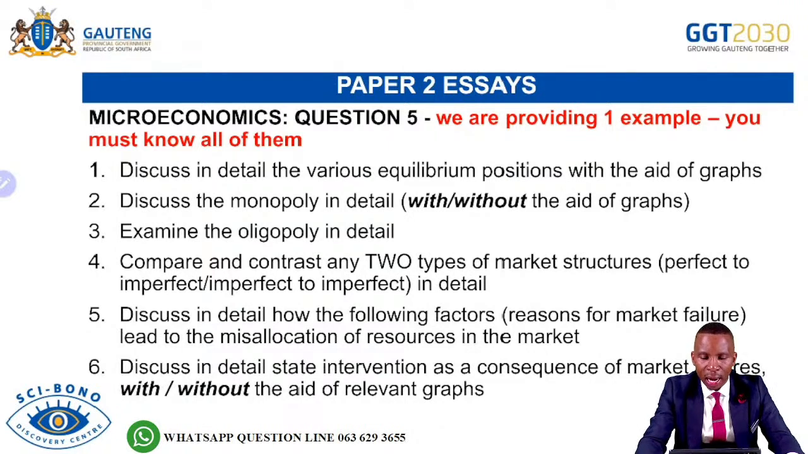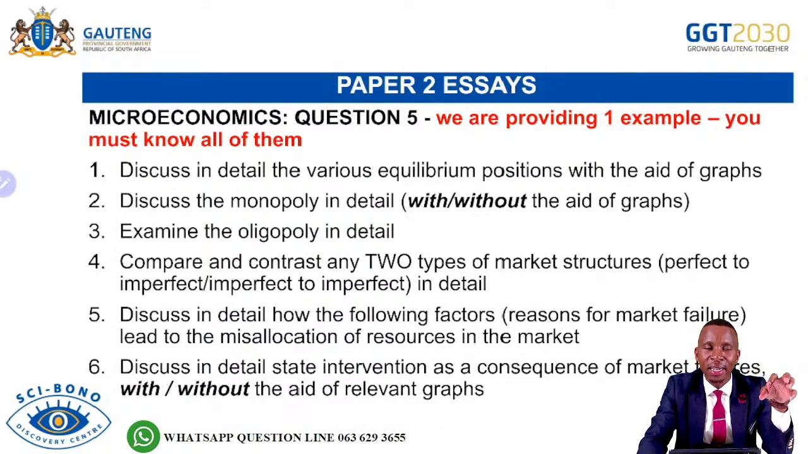Discuss in detail how the following factors, reasons for market failure, lead to misallocation of resources. Remember reasons for market failure in there. We talk about missing markets. We talk about lack of information. We talk about imperfect market structure. We talk about externalities. So we talk about imperfect distribution of income and wealth.